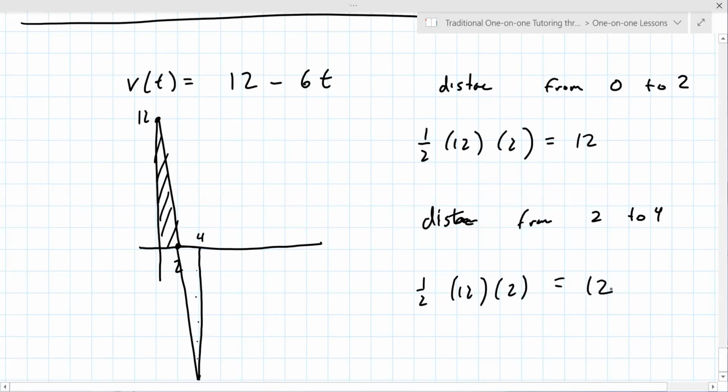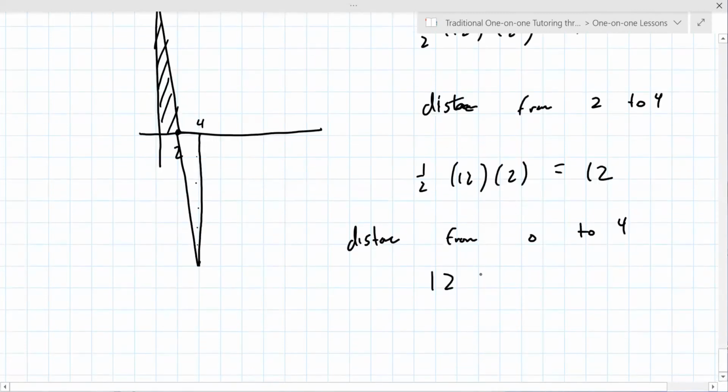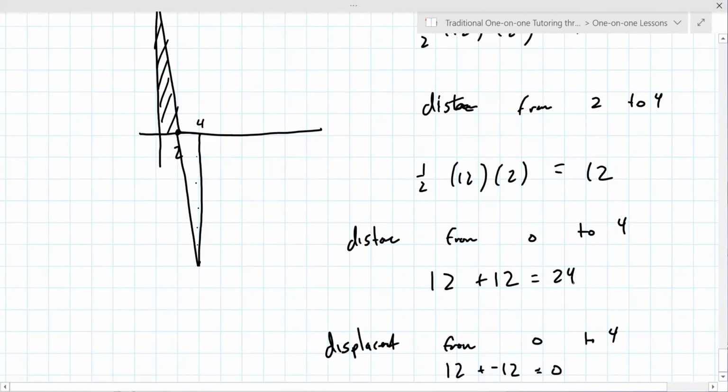Okay. Now, if I ask you the distance from 0 to 4, that's 12 plus 12. If I ask you the displacement from 0 to 4, that's 12 plus -12. Oh, that's so weird. Okay. So we've got to get comfortable with that idea, because you're going to be asked to do a bunch of these types of problems.